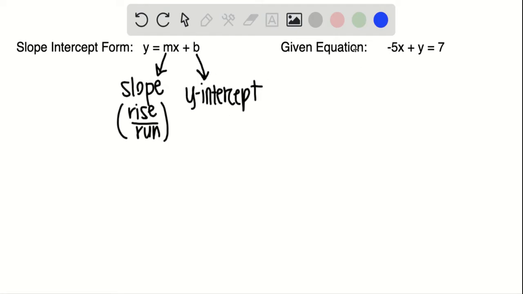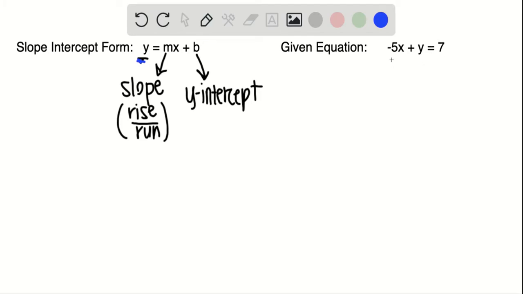And this equation that we're given is not currently in slope-intercept form, so our main goal is to get it in slope-intercept form, where we'll see that y is all by itself, and then mx and b are on the other side of the equation sign. So let's get started. What I notice here is I have negative 5x plus y on one side of the equation sign, and then the 7 is on the other side by itself.